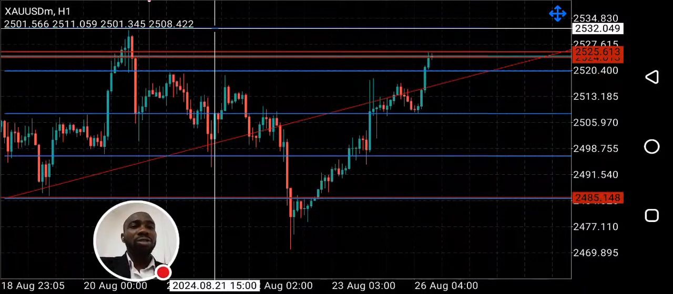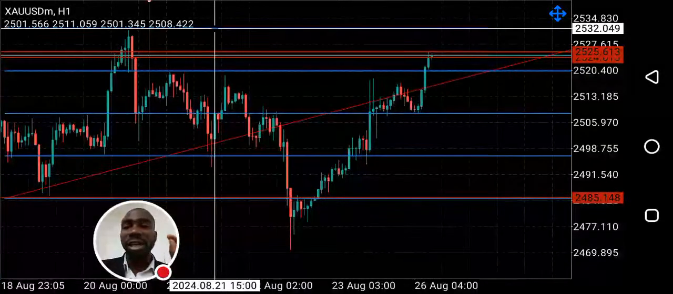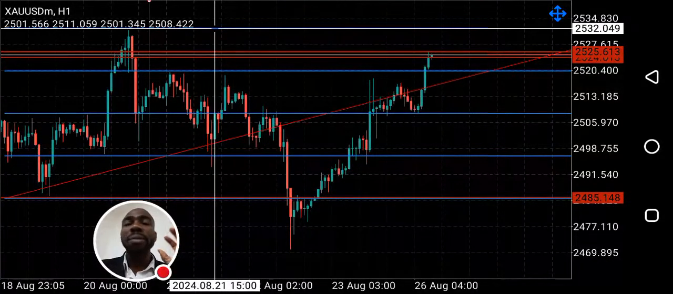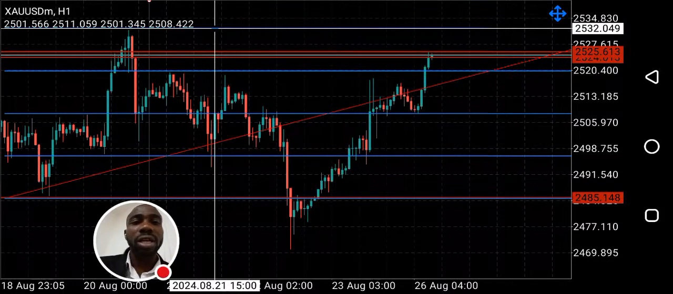If you're okay taking such risk, then you can go ahead, but wait for a bearish reversal pattern. It has not formed yet, so you have to wait for it to form before you go bearish on gold. That's my take on gold for today's market. I hope that is clear.